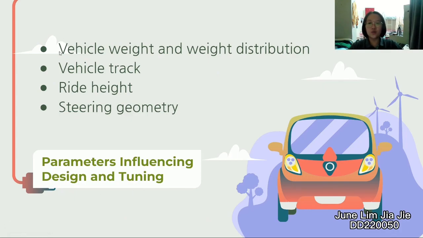The first parameter is vehicle weight and weight distribution. Secondly, we have vehicle track. Thirdly, we have ride height. And lastly, we have steering geometry.